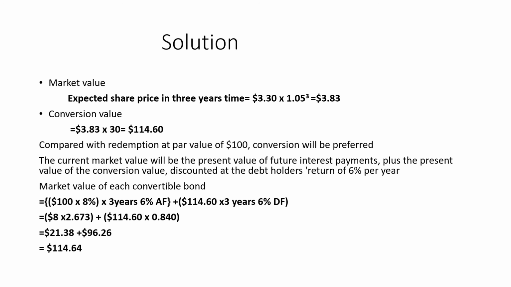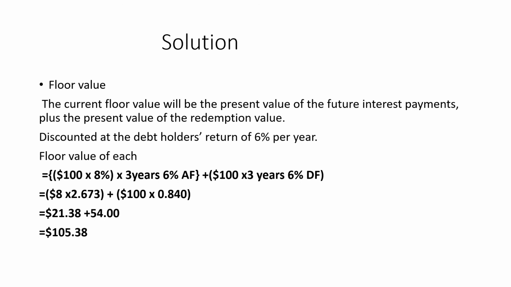Then the market value of this bond is 114.64. Then the floor value: in the floor value, we will see the redemption value and the present value of all interest payments we'll be getting from that security. So the current floor value will be the present value of the future interest payments plus the present value of the redemption value. Here the interest payment is $8 per year, and the redemption value is $100.